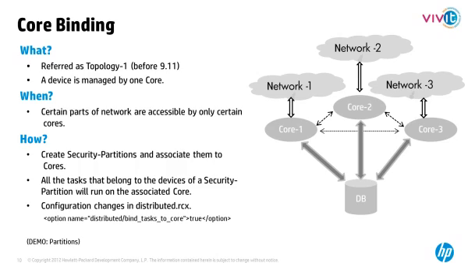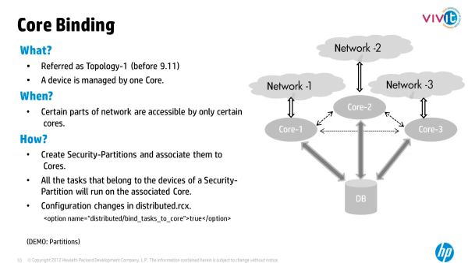I'll give a small demo to show the configurations. But the important thing is you break into partitions, and based on the partition association to the core, the tasks are run on that particular core. The configuration change is in distributed.rcx, where there is an option called bind task to core. It has to be true. Basically, you are binding tasks to a particular core, and the way you do it is using security partitions.